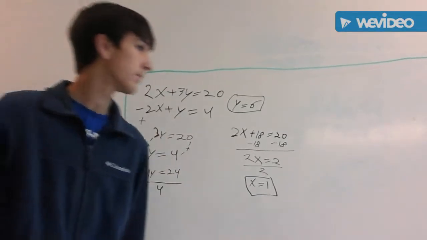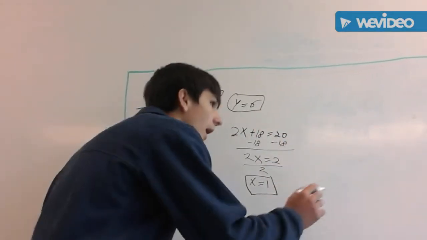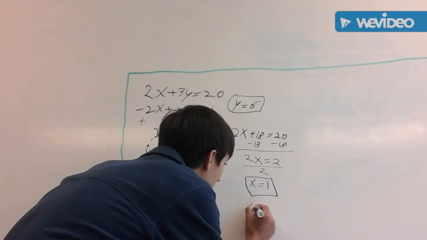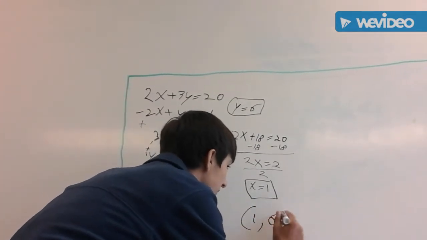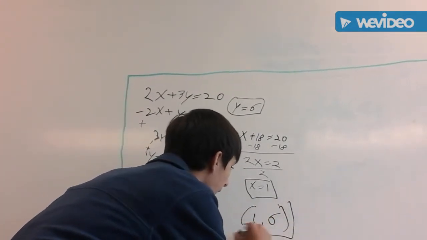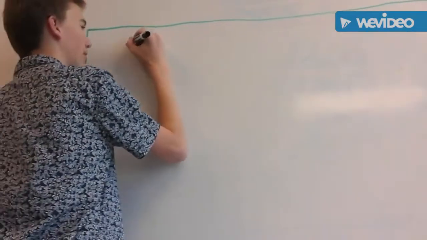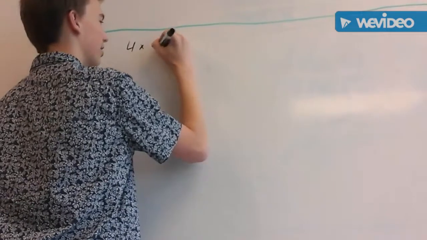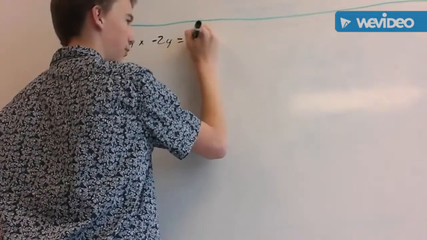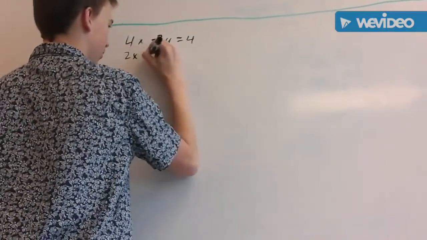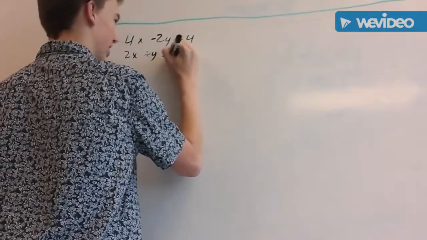To write our answer, we will put the x and y into a coordinate, so we end up with (1, 6). And that is our answer. Let's do this problem now. 4x minus 2y equals 4, and 2x plus y equals 6.